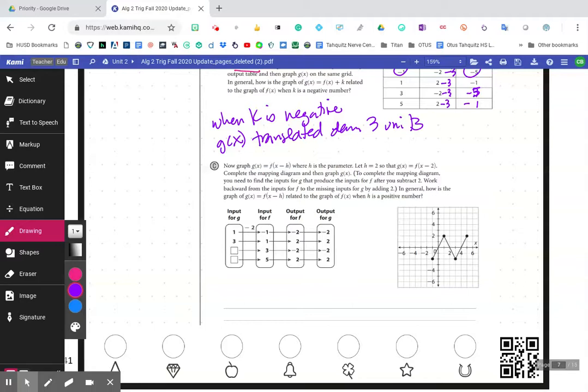About that, it cut off. I was using a new device and it cut off, so I hit the power button on accident. So here we go. We're going to do C and D and the reflect questions.